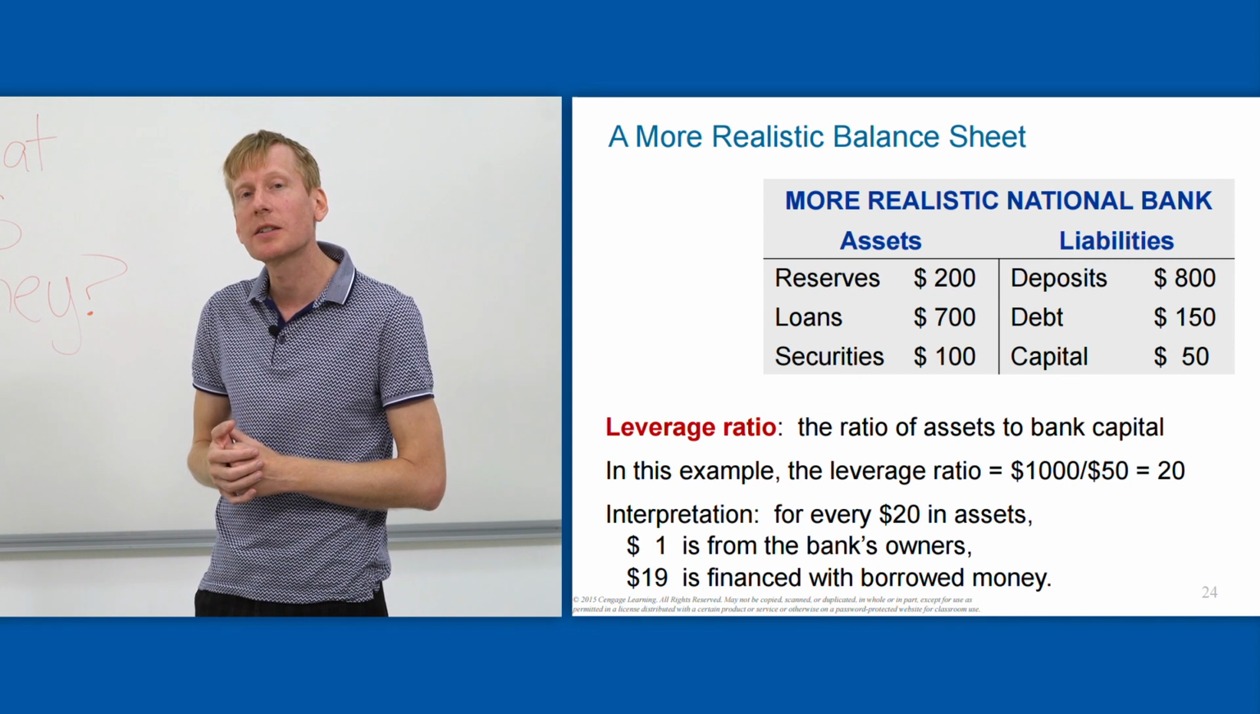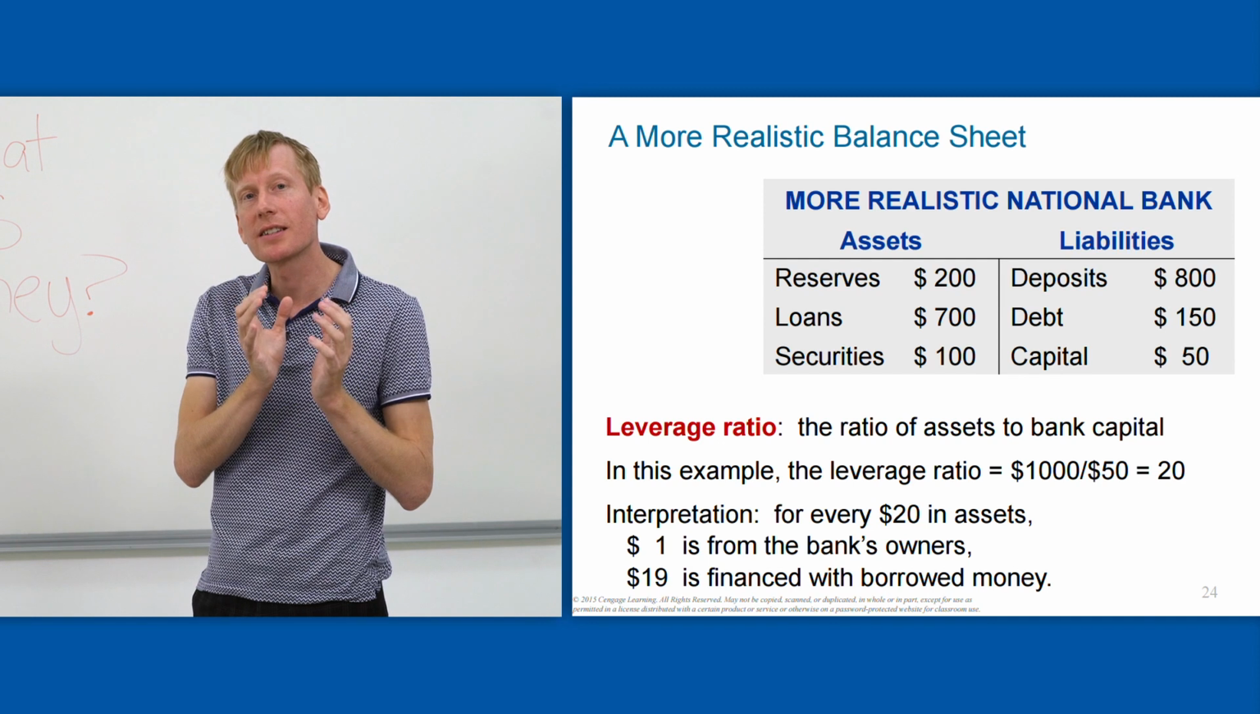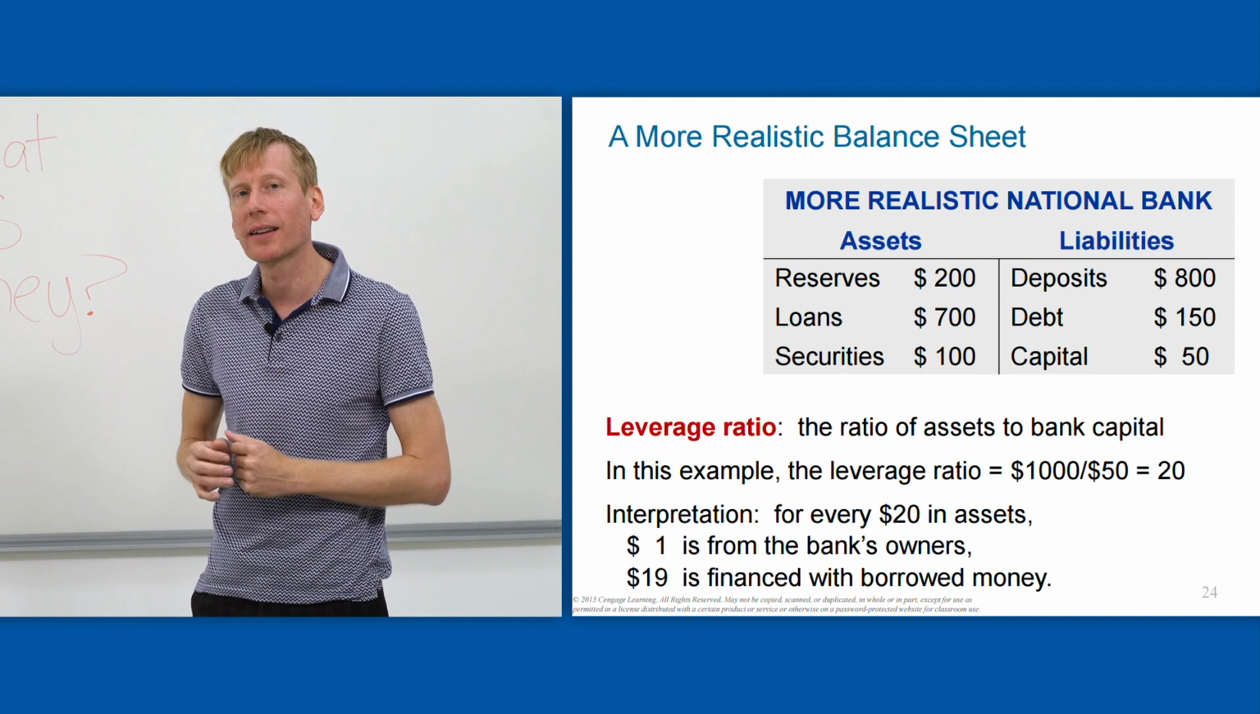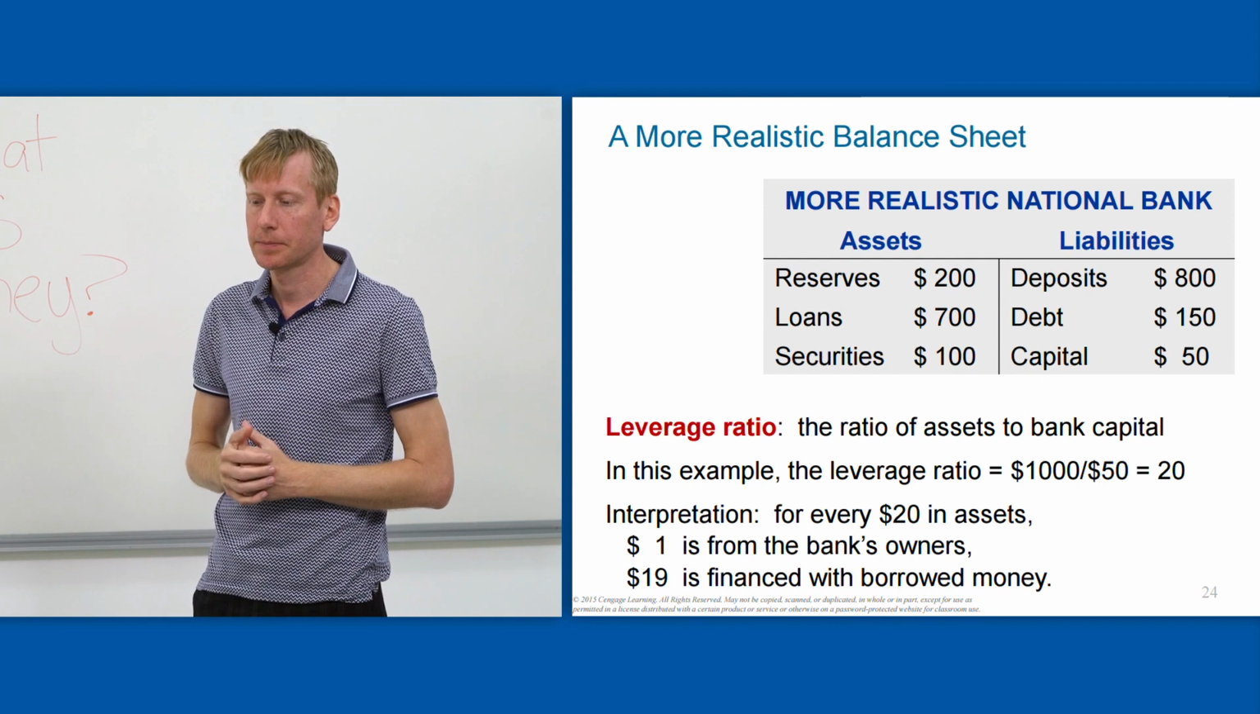Now, bank capital is simply the remainder when we take the sum of all assets and we subtract deposits and debt.